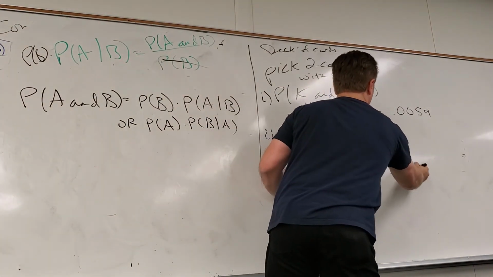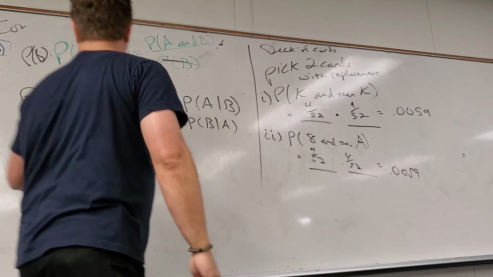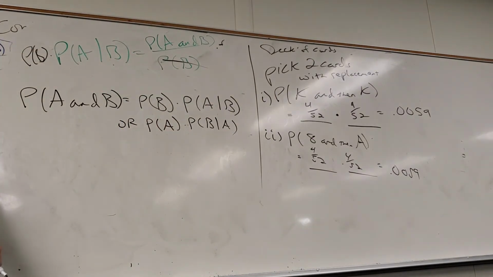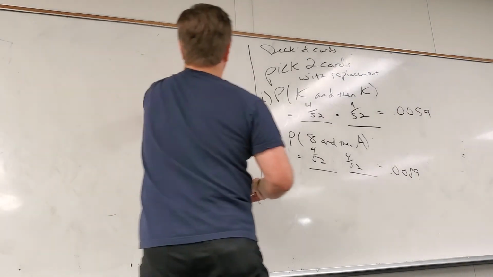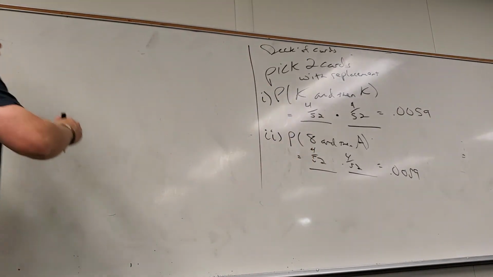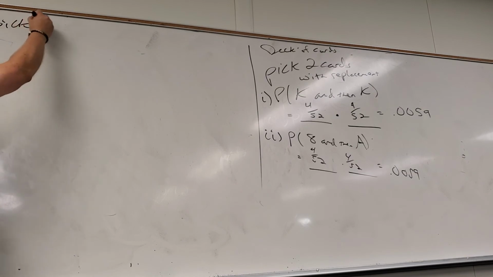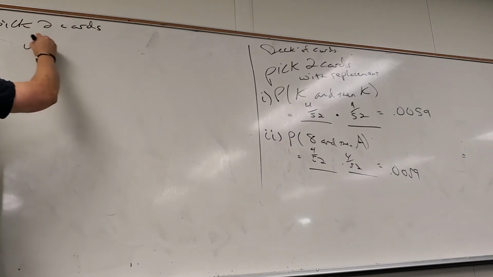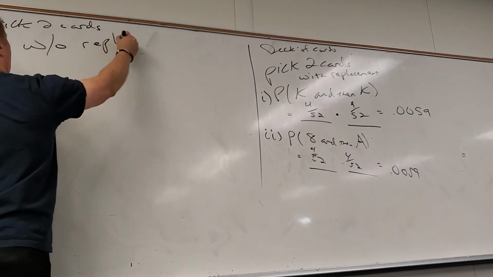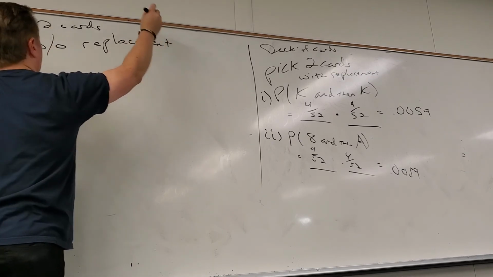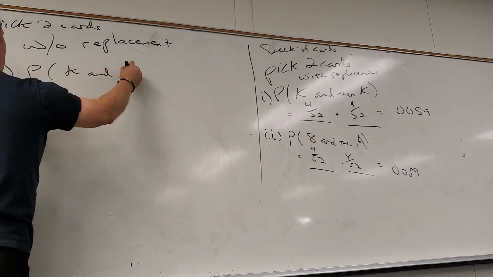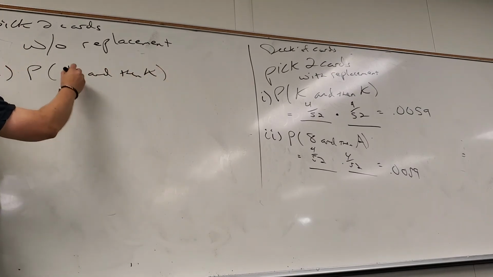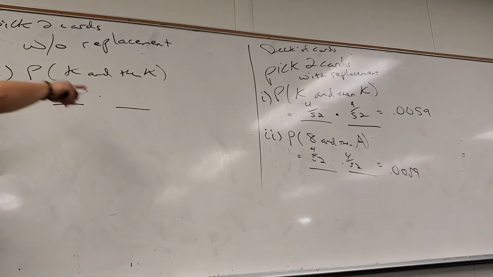Now, here's where things get interesting. What if I pick two cards without replacement? What's the probability to get a king and then a king? So there's still going to be two spots. There's only two things I'm doing.